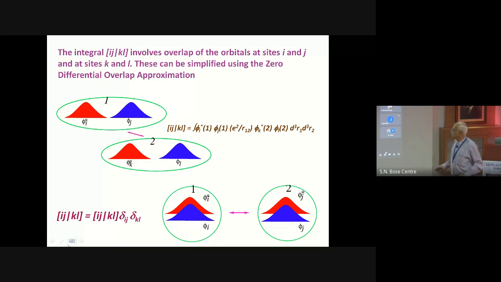Okay, so the two are far apart, and if the overlap is very small, or the differential overlap, what I call it, because it's the integrand, how much it is overlapping is what we are looking at. If that is small, then you can approximate this integral (ij|kl) as (ij|kl) delta_ij delta_kl. This is what is known in chemistry as the zero differential overlap approximation, because the differential overlap is the overlap of these two orbitals, or the overlap of these two orbitals.